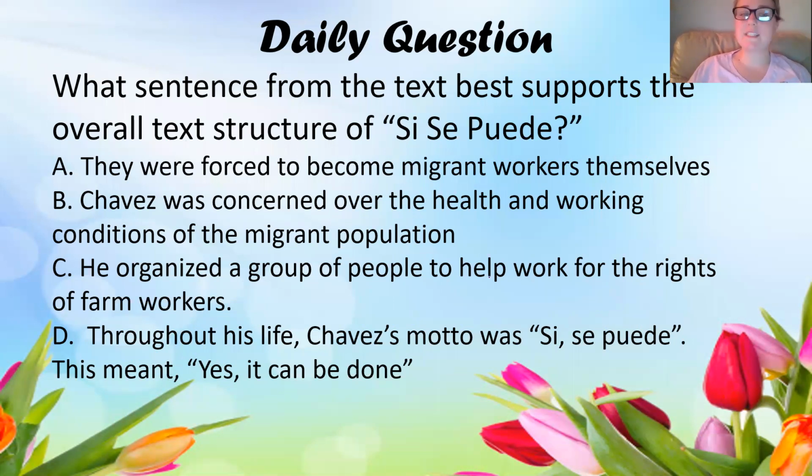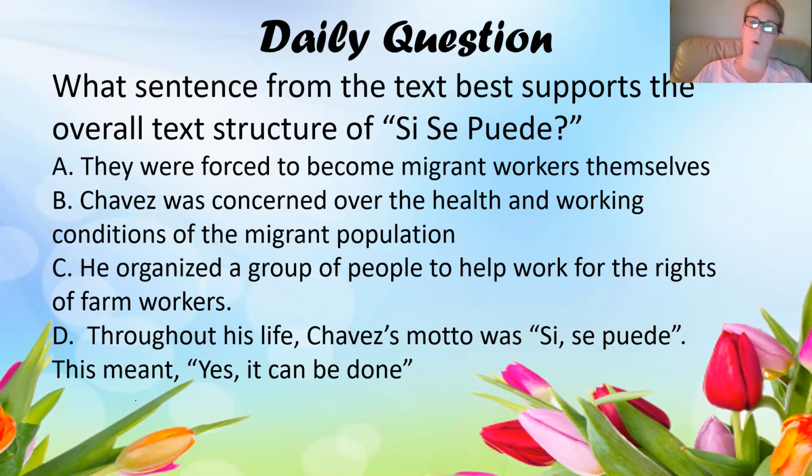Okay, there we go. What sentence from the text best supports the overall structure of Si Se Puede? So we said that the text structure was sequence or chronological order. So let's look at our choices here. A, they were forced to become migrant workers themselves. B, Chavez was concerned over the health and working conditions of the migrant population. C, he organized a group of people to help work for the rights of farm workers. D, throughout his life, Chavez's motto was Si se puede. This meant, yes, it can be done.